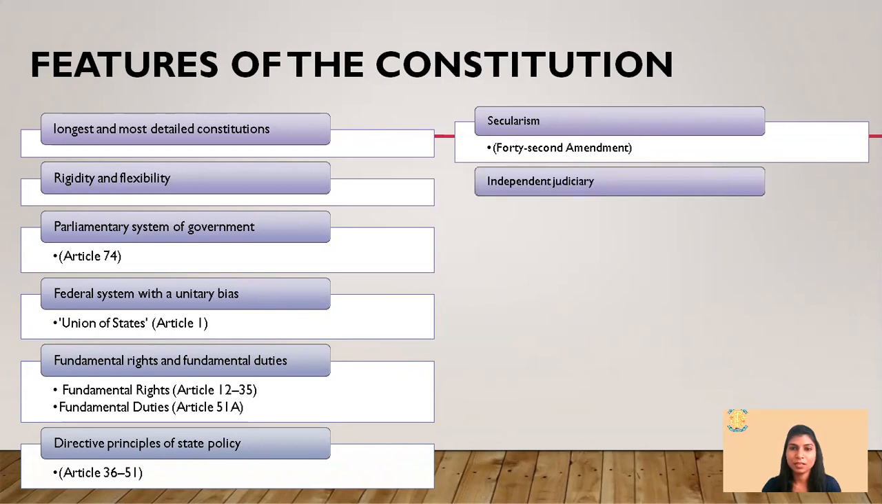Next feature is independent judiciary. The Indian judiciary is totally independent, separated from the government. It is mentioned under article 76. And that's why our Indian government can be sued or it can sue. We can file a case against the government also, because our judiciary is independent.